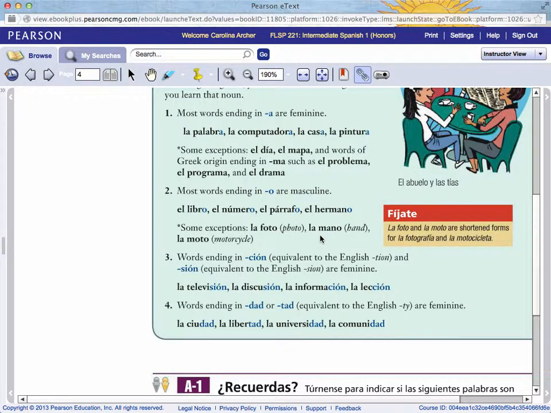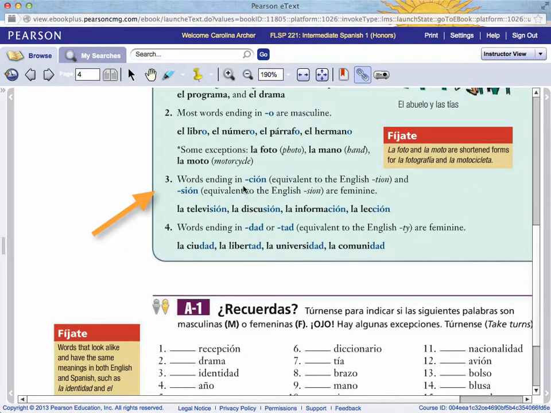Okay. Now, all the words that end in sión with a C or sión with an S are the equivalent of the English S-I-O-N, okay, or T-I-O-N. And every time you see a word that ends in sión, that word is going to be feminine, okay? La televisión, la discusión, la información, la lección.